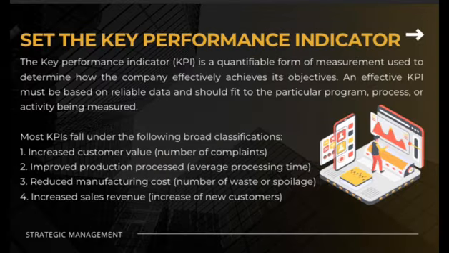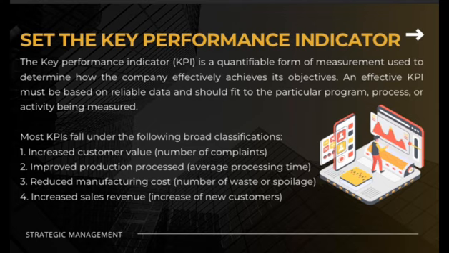Set the key performance indicator. The key performance indicator, or KPI, is a quantifiable form of measurement used to determine how effectively the company achieves its objectives. An effective KPI must be based on reliable data and should fit the particular program, process, or activity being measured. Information collected from KPI results is commonly used in strategy evaluation and control.